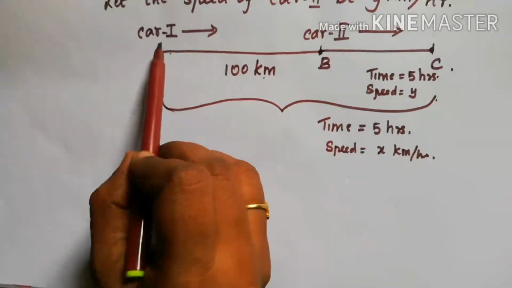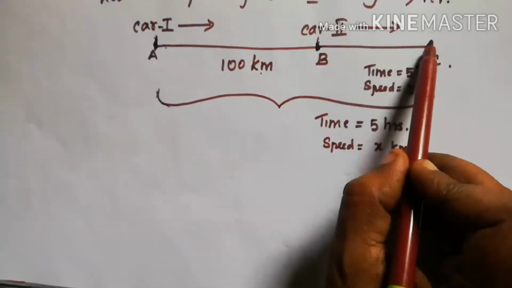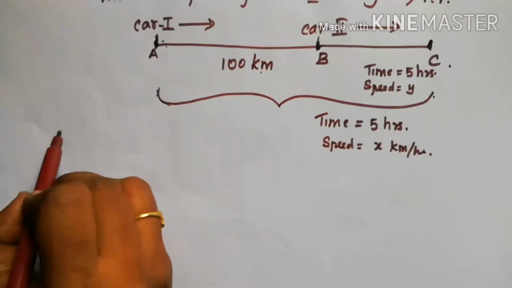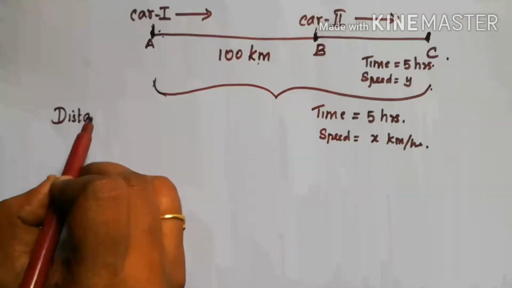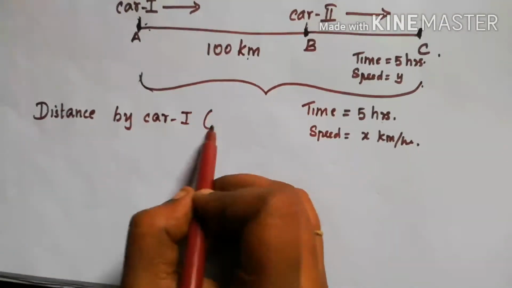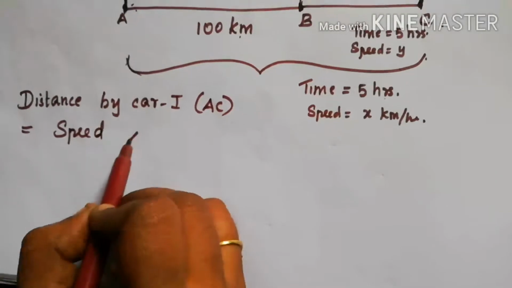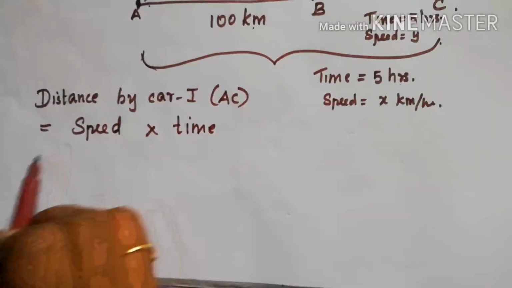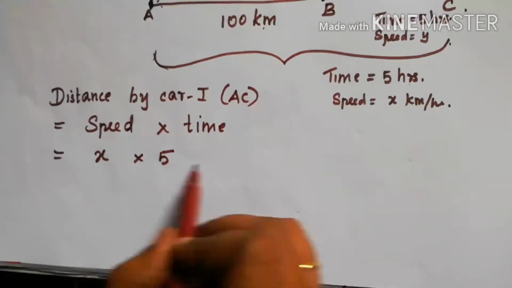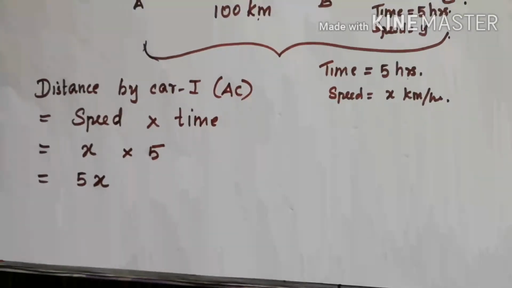So this is the position of the first car, this is the position of the second car. They both are starting at the same time and they are meeting together here only at the C point. So now what is the distance traveled by car 1? Distance by car 1. What is it? AC. What is the distance formula? Speed into time. What is the speed of car 1? We have assumed some x kilometer per hour. What is the time taken when given? 5 hours. So what do you get the distance? 5x kilometer. Isn't it clear?